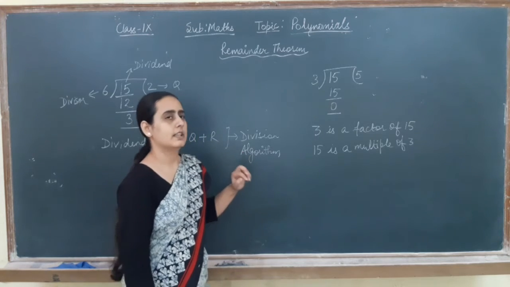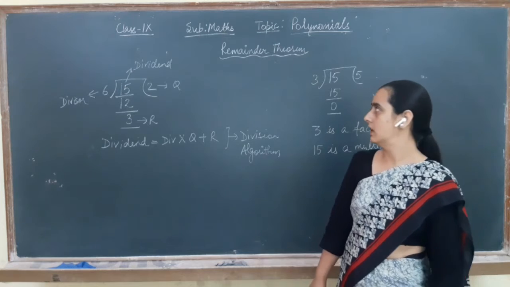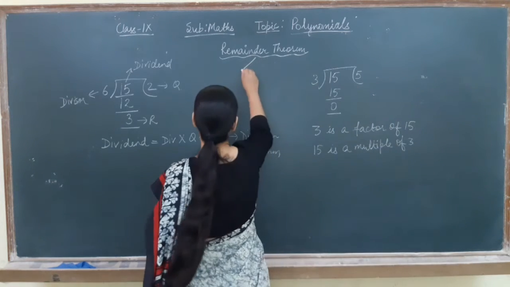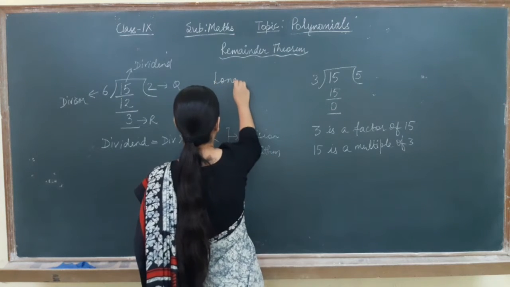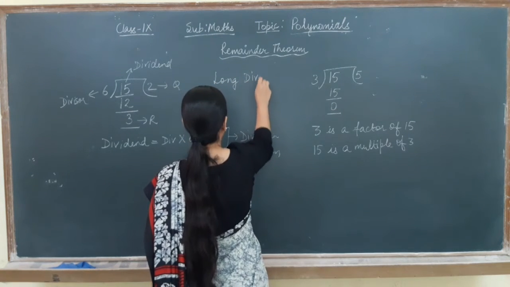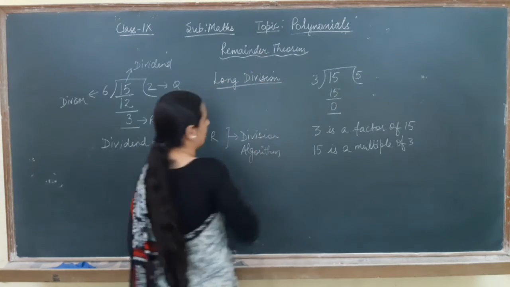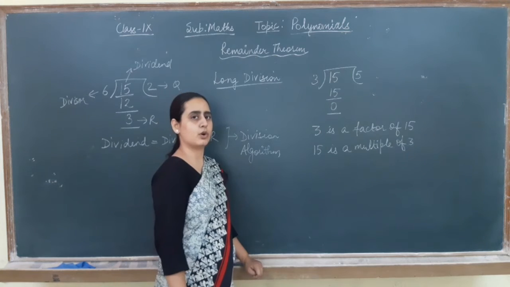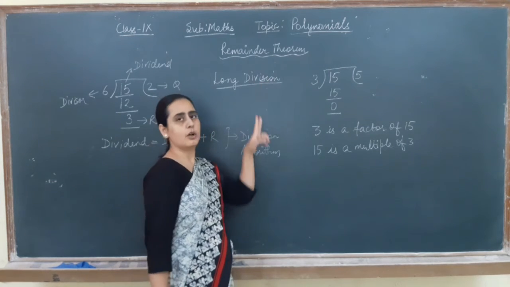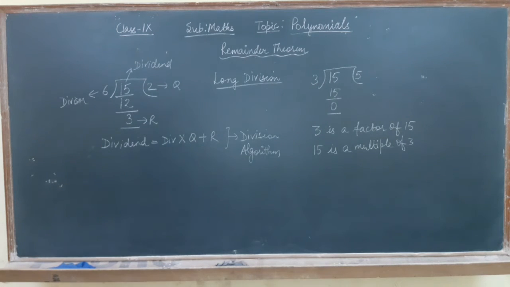Now for finding the remainder in case of polynomials, we have two methods. One, for finding the remainder, we have the long division method. Second, we have the remainder theorem. Now I will be discussing the example. We will be solving the same example with both the methods. Fine. Let's move to that example.